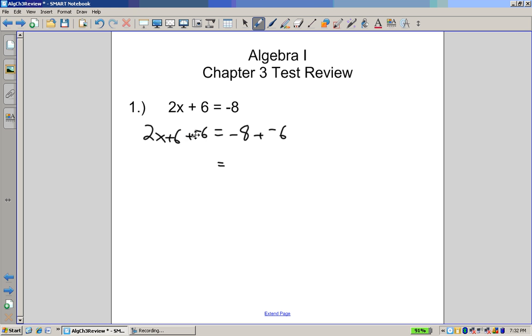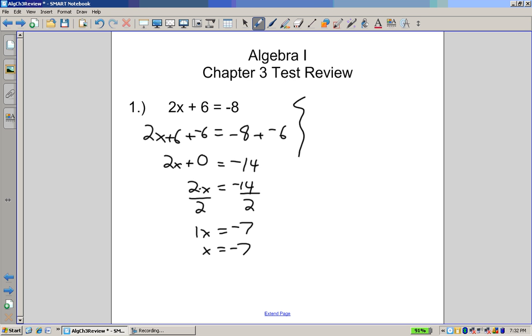Using the inverse property of addition, 6 plus -6 is 0. -8 plus -6, they join. Negative wins, we're left with 14. 2x plus 0 is 2x. And we're going to divide both sides. First addition or subtraction, then multiply, divide. So we're going to undo the multiplication with division. We're going to divide both sides by 2. And say 2 divided by 2 is 1. And we end up with x equals -7.